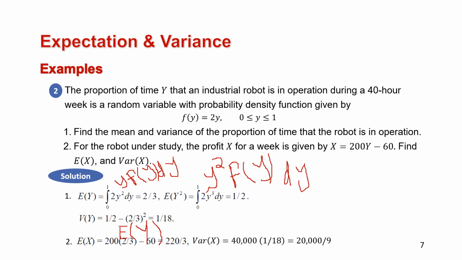How can we find the variance of x? Here to find the variance of x, look, here we have 200y minus 60. Forget the minus 60, and the 200, this constant will be squared. So now I will have 200 squared, which is 40,000, times the variance of y, which is 1 out of 18. Okay.